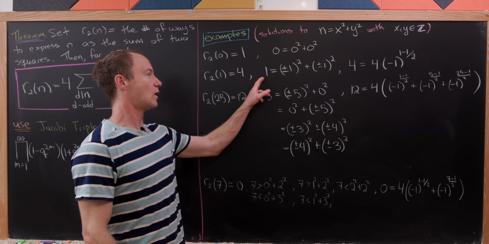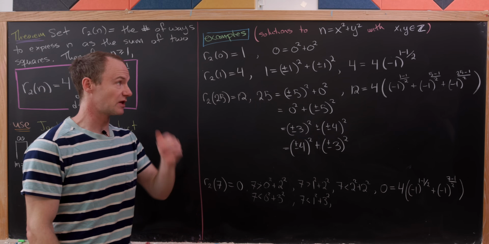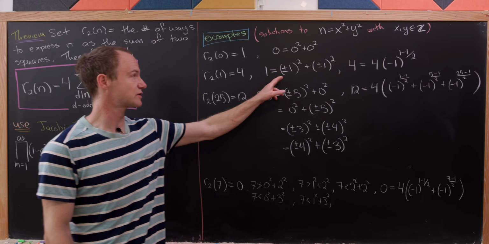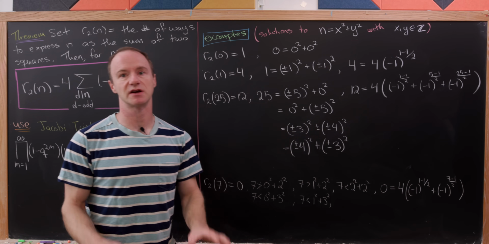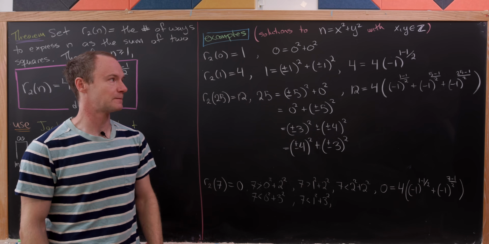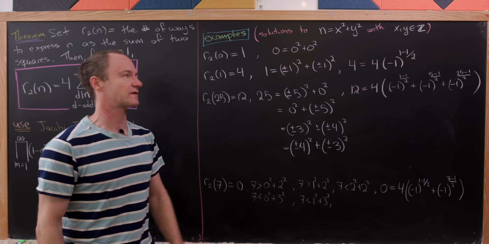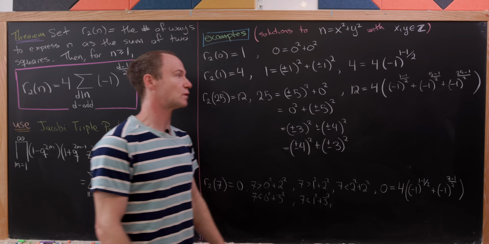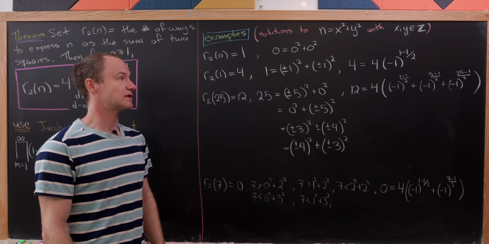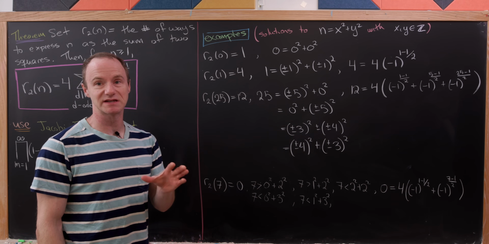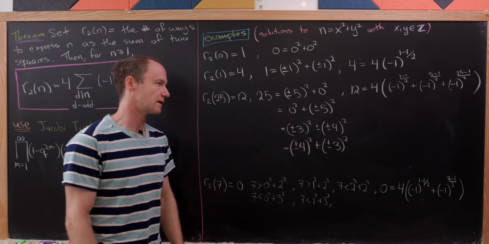Let's observe that 1 is equal to plus or minus 1 squared plus plus or minus 1 squared. We get 2 choices here times 2 choices here, which is 4 choices altogether. But we can check that this works with our formula. 4 is equal to 4 times (-1)^((1-1)/2). We only have a single odd divisor, and that's the number 1.